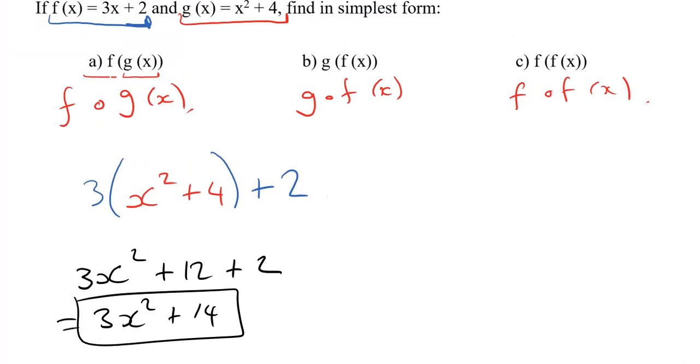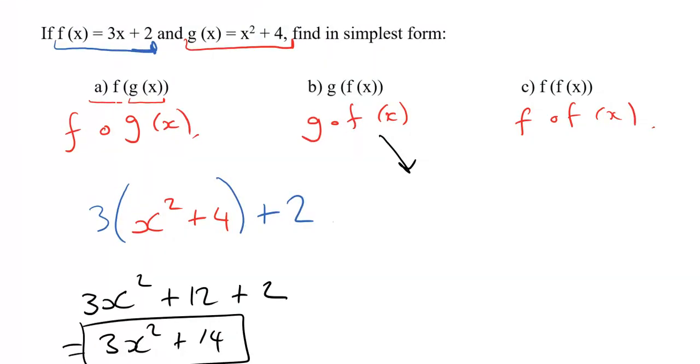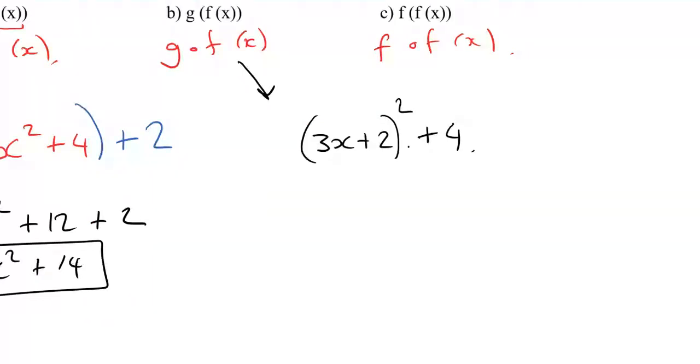Now, that is totally different to part B. Let's think about this one here. We've got to do g of f of x. So that means the inside function is f of x. So we start with that, 3x plus 2. And now, of course, we've got to act on it as we would act on an x in terms of g. So that means rather than x squared plus 4, it's that function squared plus 4. So g of f unsimplified looks like this.